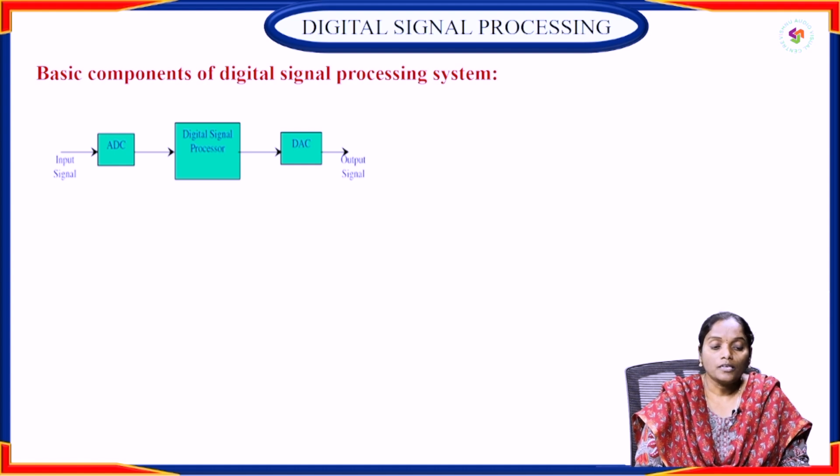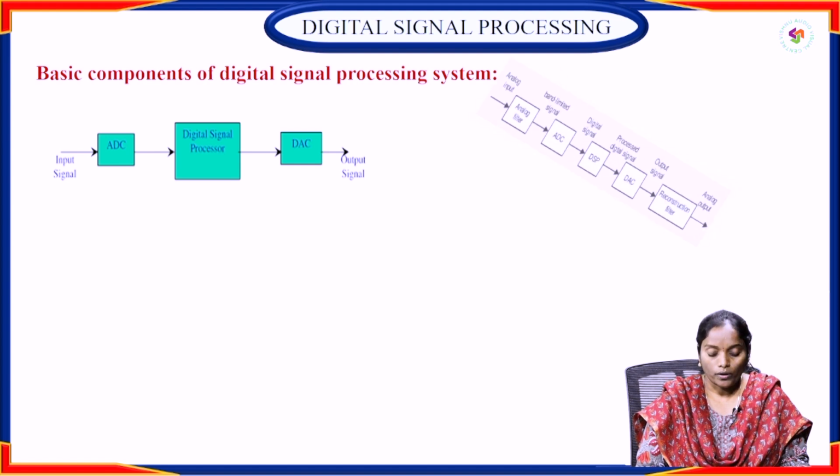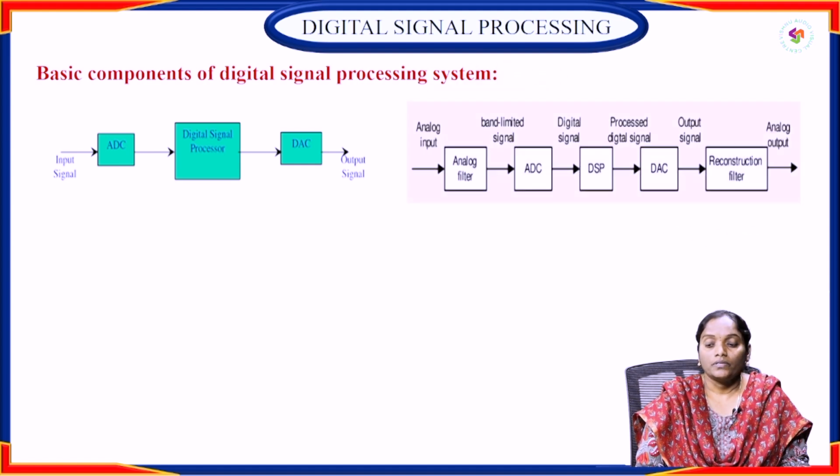We can say the ADC with the input signal is the front end, and the DAC with the output signal is the back end. The middle one is the heart of your digital signal processing system, which is the digital signal processor. Now we'll see the block diagram in detail with the help of all the blocks.